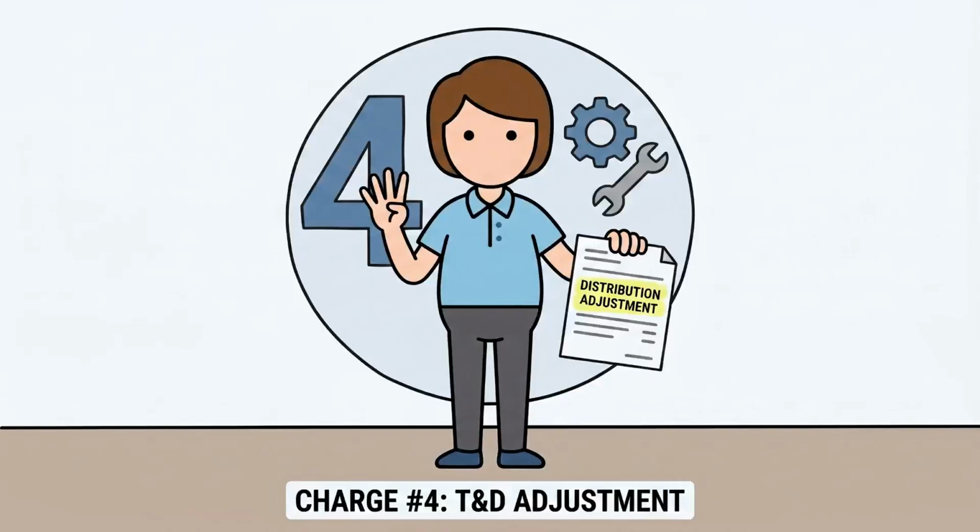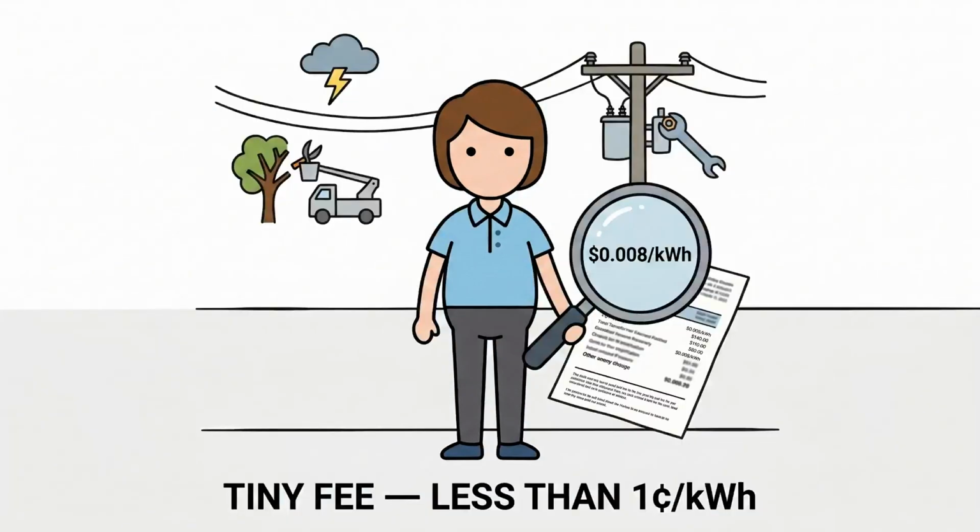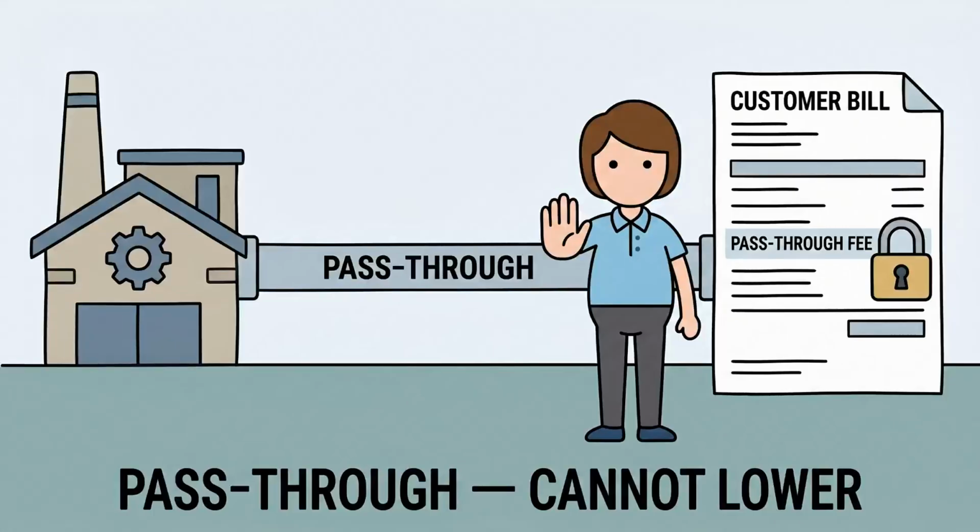Charge number 4 is called distribution adjustment, transmission adjustment, or sometimes just T&D. This is a tiny per kilowatt-hour fee, often less than 1 cent, that pays for maintenance of the grid, including storm repairs, tree trimming, and equipment upgrades. Unlike the regular delivery charge, this adjustment is passed directly from the utility to you without markup.